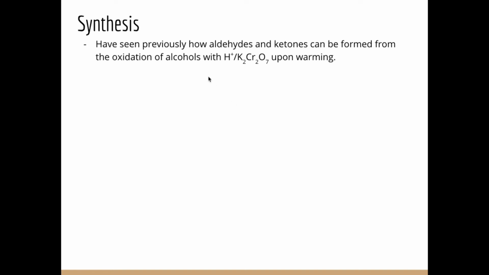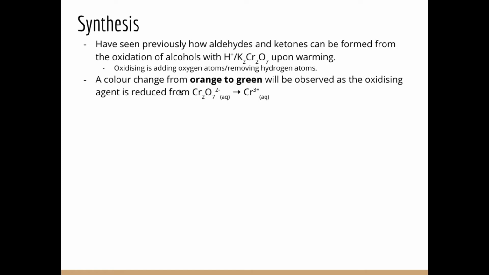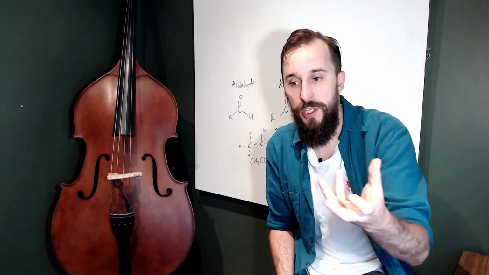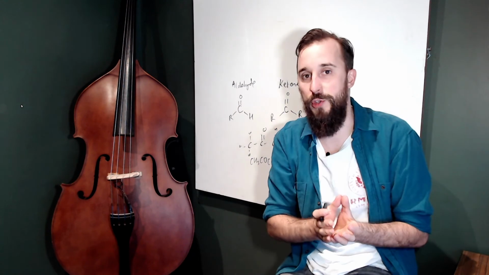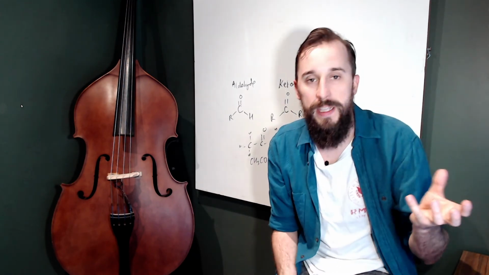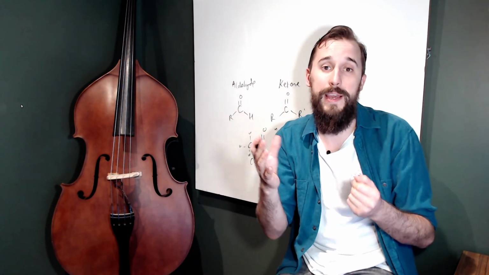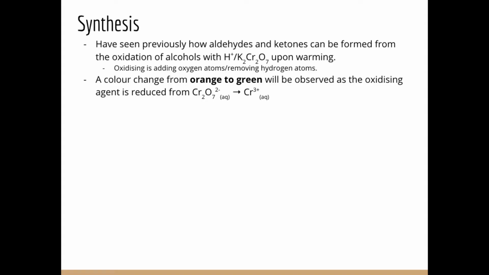So we saw previously that we need an oxidizing agent, acidified potassium dichromate. Upon warming will form the aldehyde or the ketone depending on what class of alcohol we have. So oxidizing is the adding of oxygen atoms or the removing of hydrogen atoms in that organic chemistry context. And what we observe in this reaction is if the oxidation occurs, we have the orange dichromate ions going to the green chromium ions. The oxidizing agent itself is giving the oxygen, it's allowing the other thing to be oxidized, so therefore it itself is reduced. So when we reduce the dichromate from the Cr2O7 2- to the Cr3+, we get the orange to green color change, and that indicates that that reaction has occurred.